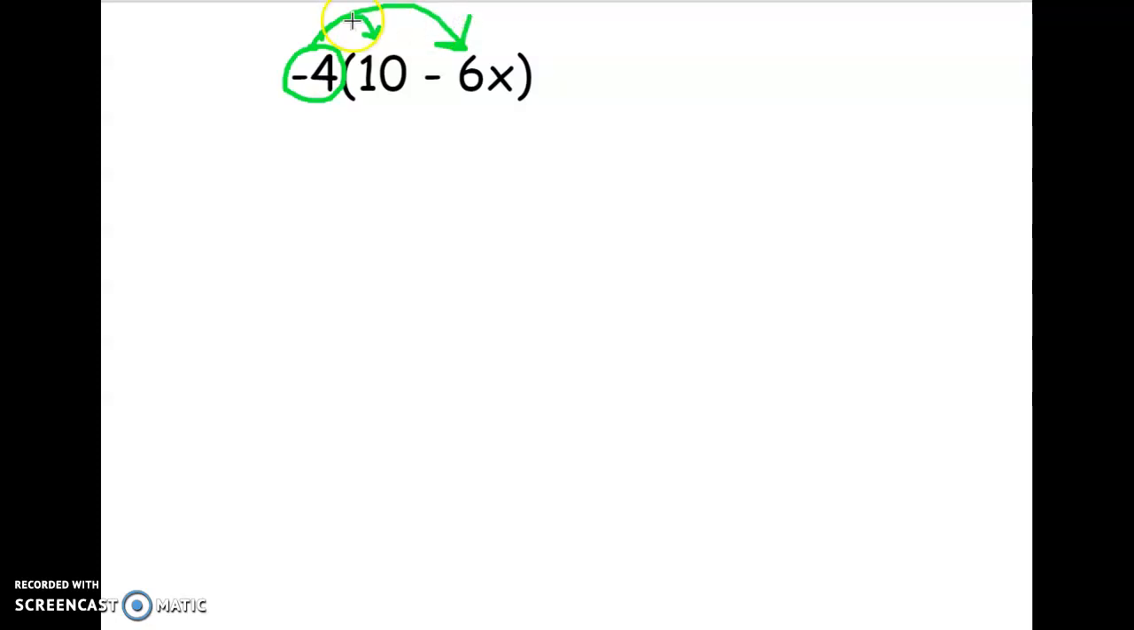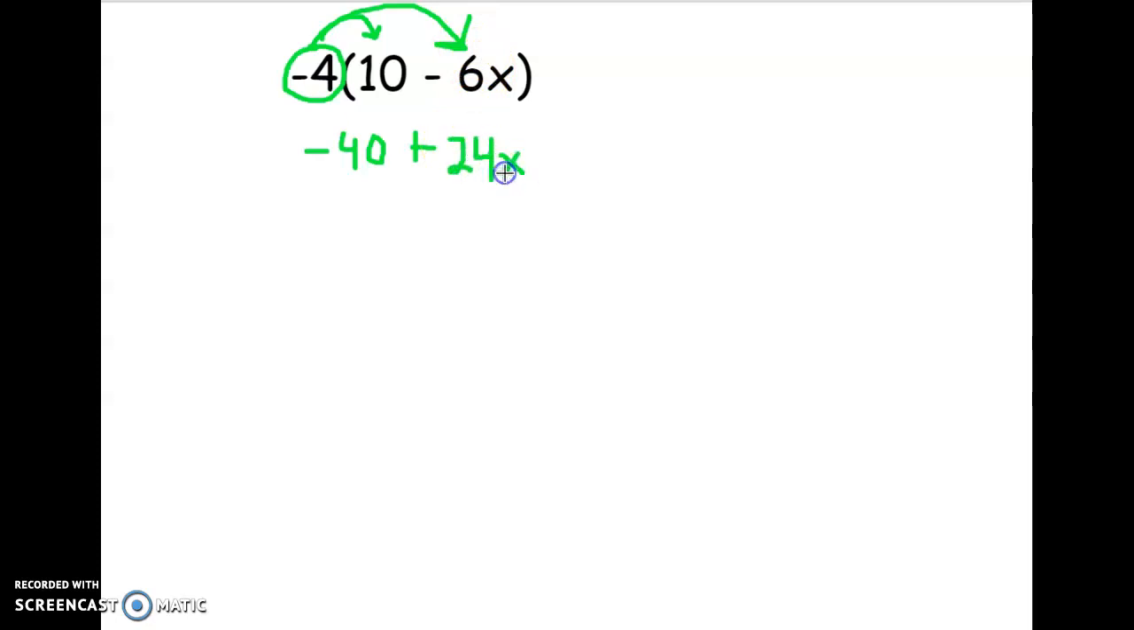So the first thing I'm going to do is take that -4, I'm going to multiply it by a +10. And a negative times a positive is a negative. 4 times 10 is 40. Then I'm going to go ahead and multiply -4 times -6x. Remember, a negative times a negative is a positive, and 4 times 6x is 24x.